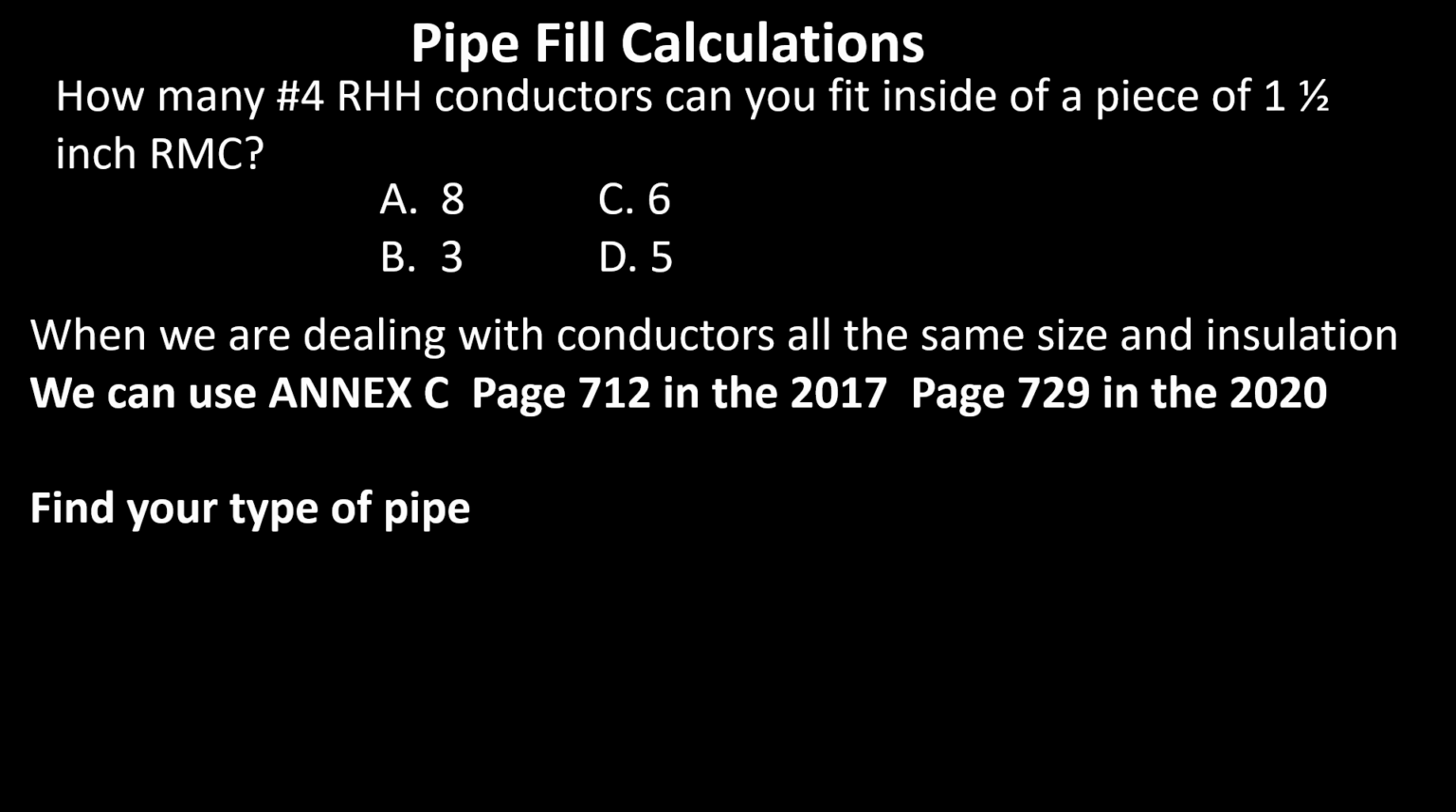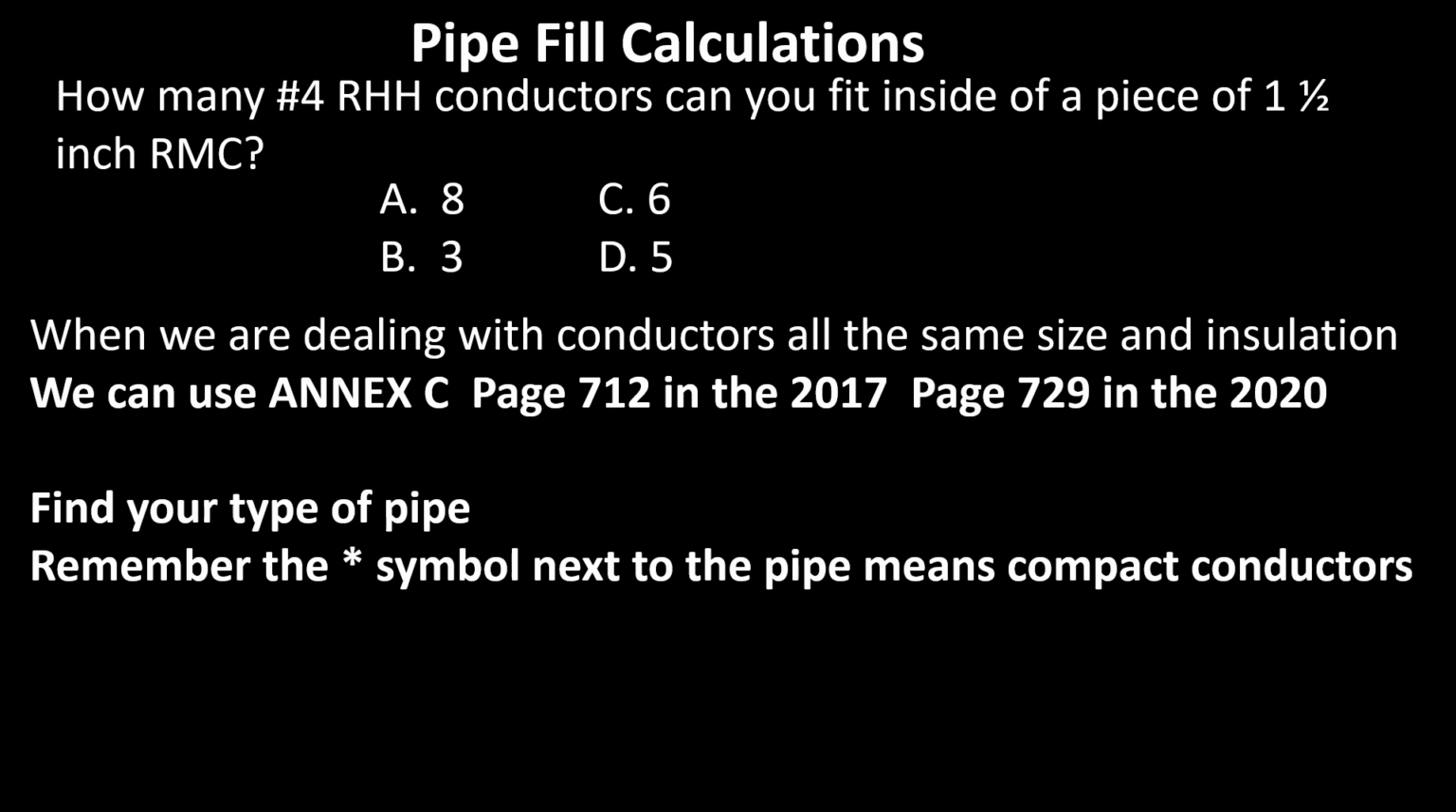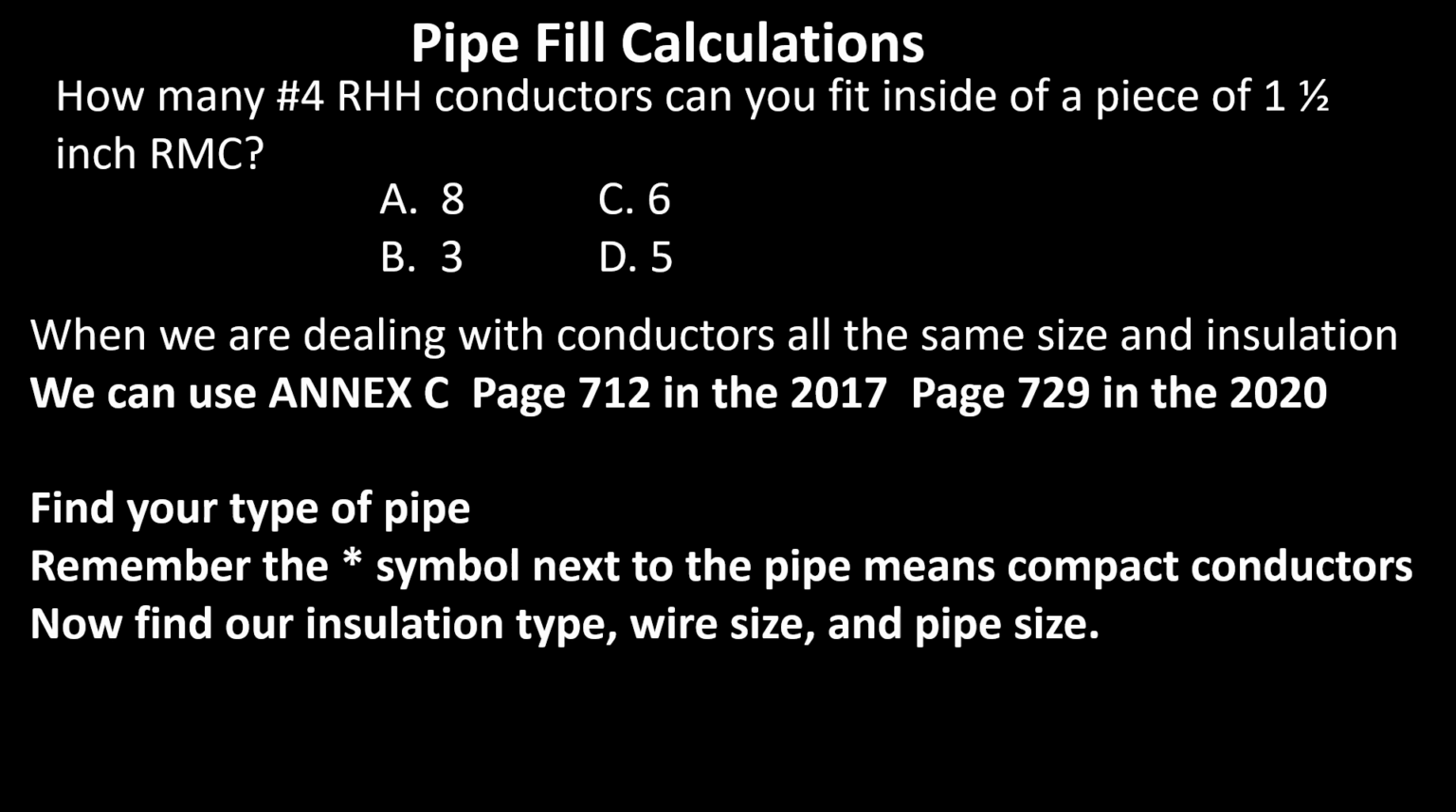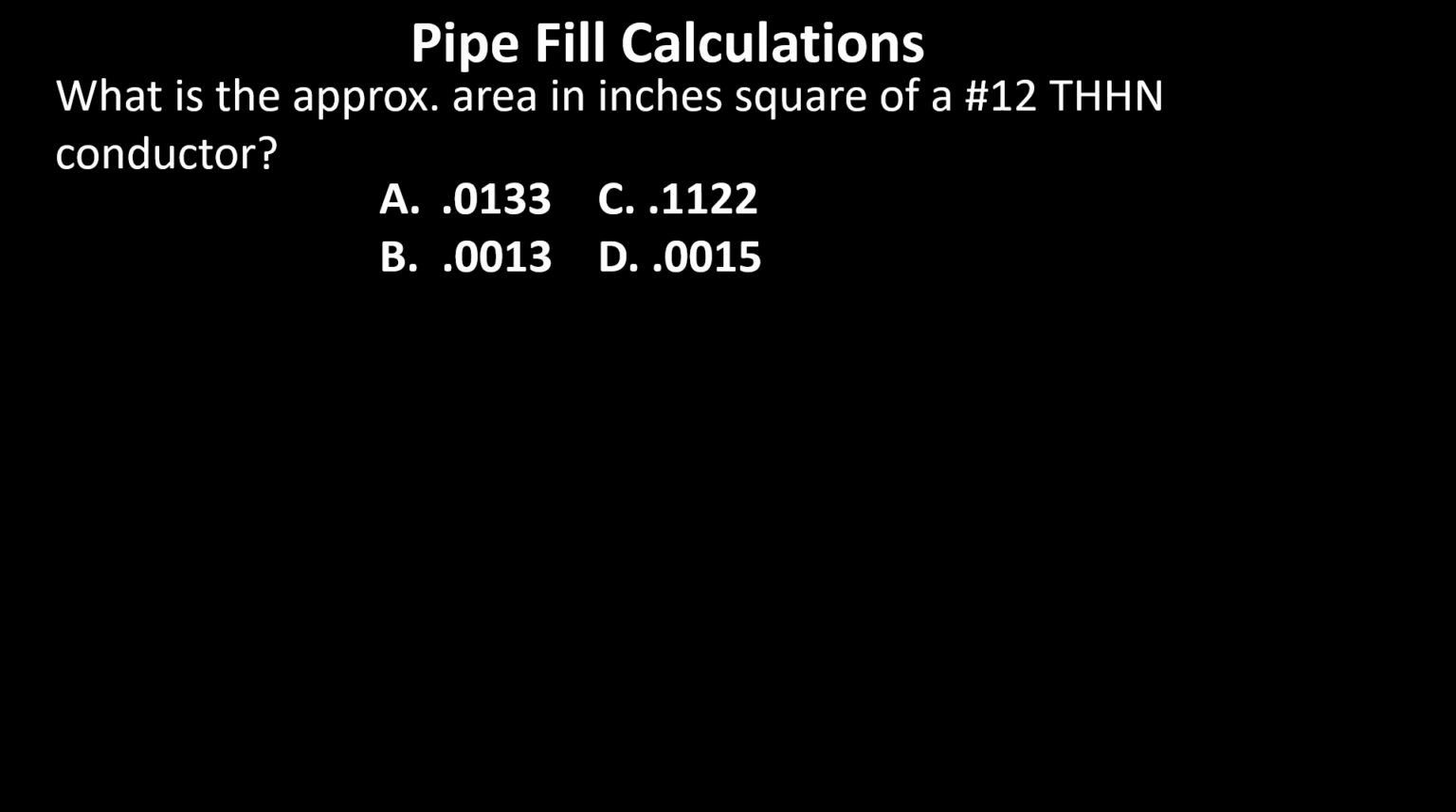When we get there, we're going to find our type of pipe, make sure that we're in the right column, and then we're going to make sure that we're in the right table, make sure we're not seeing an asterisk up there next to the table number. Now we're going to find our insulation type and pipe size. So we come down, find our conductor size, our insulation type, and our pipe size, and we are going to tee off, and we're going to find out that you can fit 6 number 4s in a piece of 1.5 inch RMC. Great job.